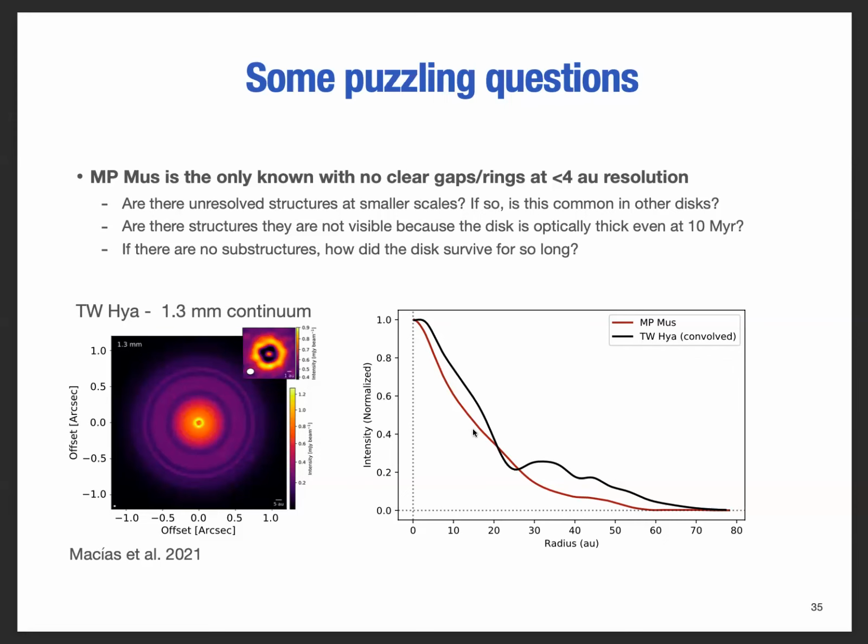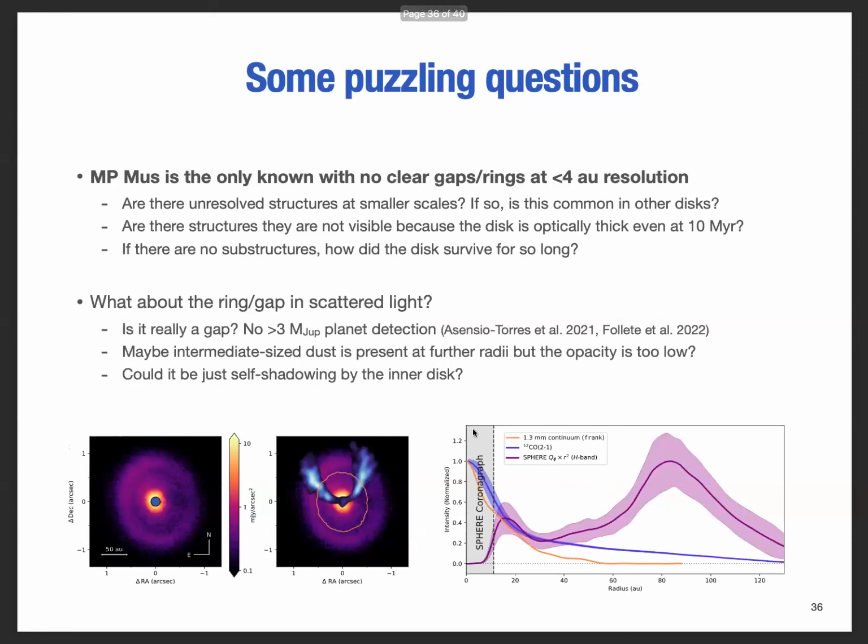But if it does not have substructures, then how did the disk survive for 10 million years without substructures retaining the large grains? And the other question is, what was that ring and gap that we saw in scattered light? We just have some hypotheses, so we don't really know if this is a gap. Different studies of the system have been trying to find planets in it. We can place a limit of around 2-3 Jupiter mass planets.